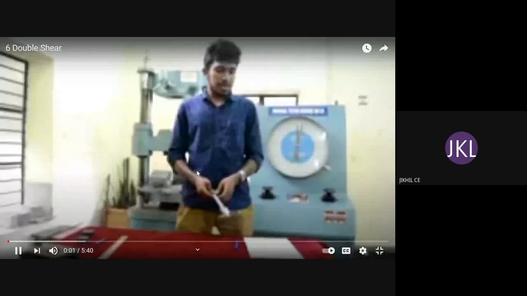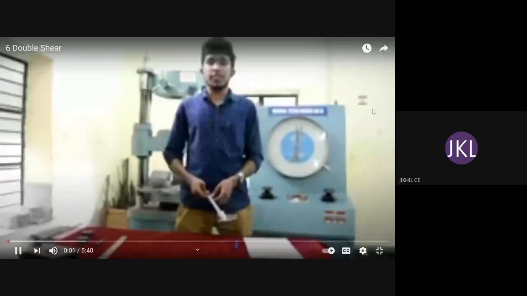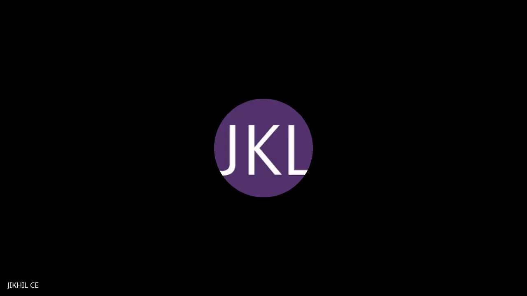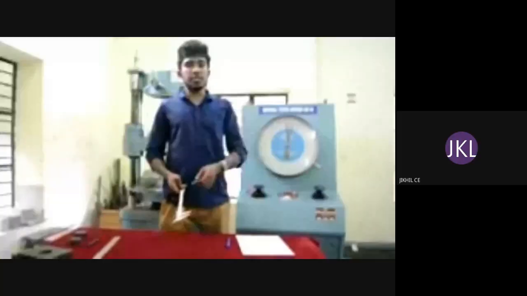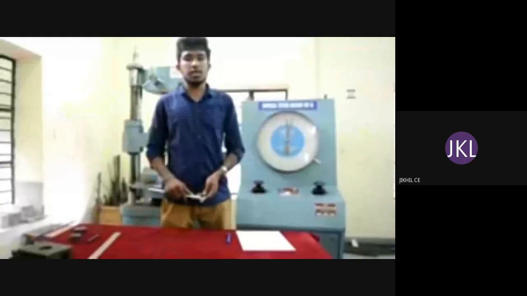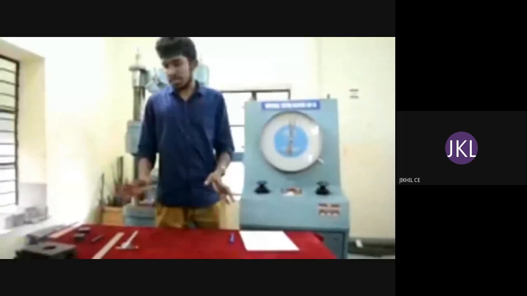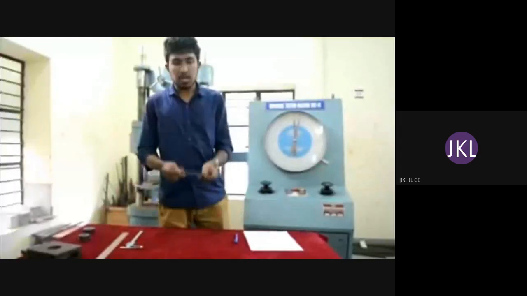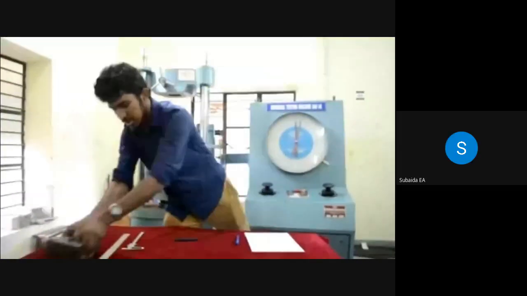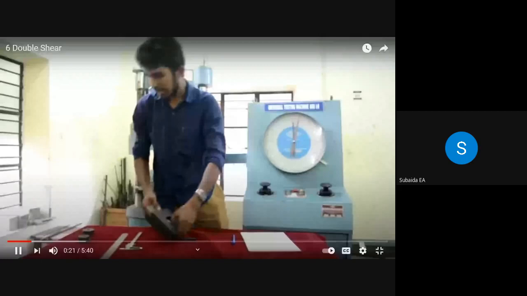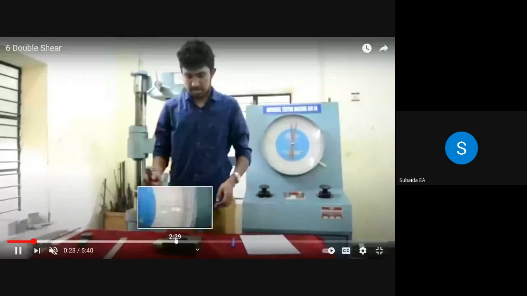I'm here to demonstrate the double shear test experiment. So we perform this experiment for tension test, bending test, etc. Our experiment requires a certain apparatus: a test specimen, a test rig along with the eye plate. This arrangement is called a shear shackle. See how it is kept.